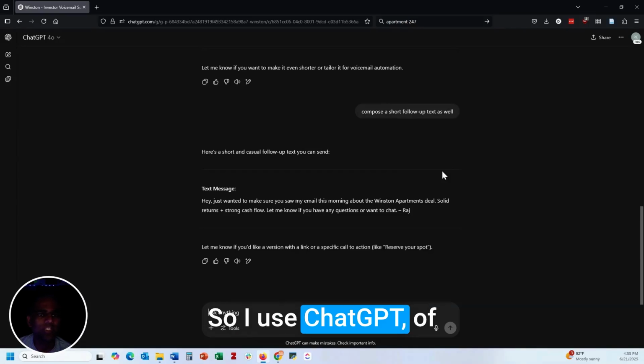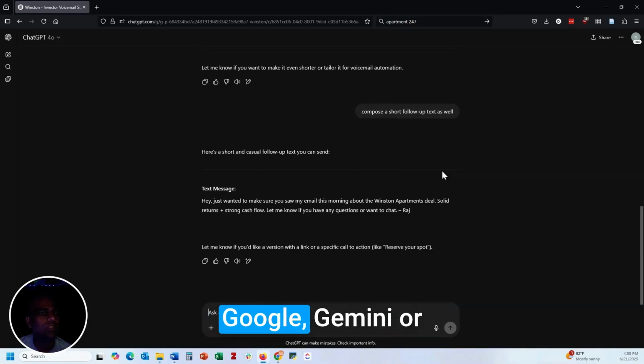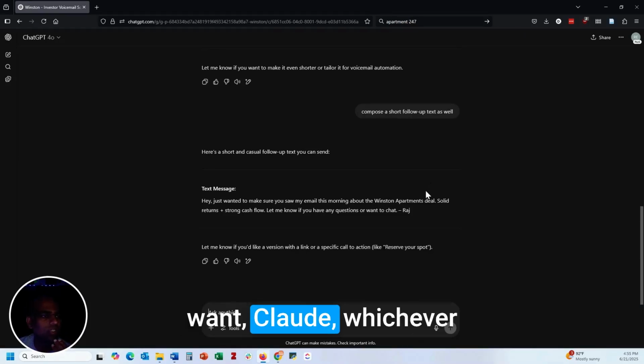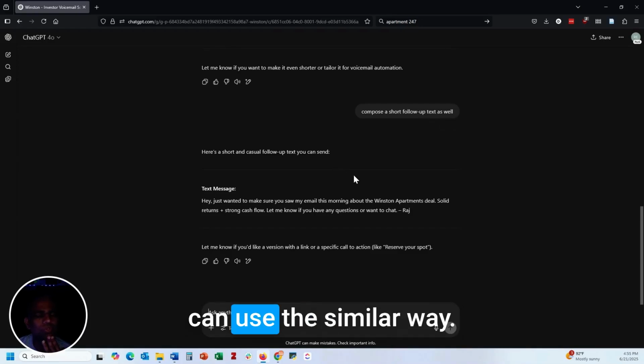So I use ChatGPT. Of course, you can use Google Gemini or Perplexity, or Claude, whichever one you're using, and you can use it in a similar way.